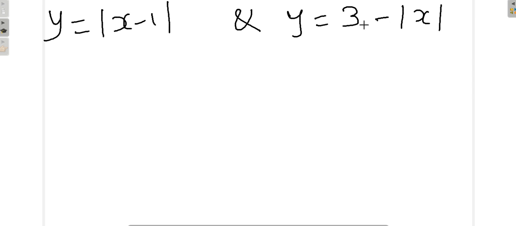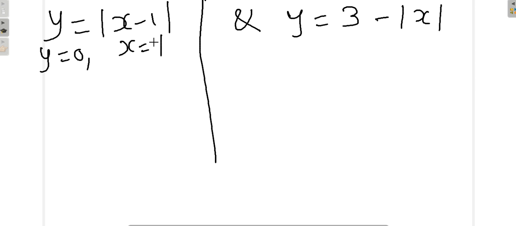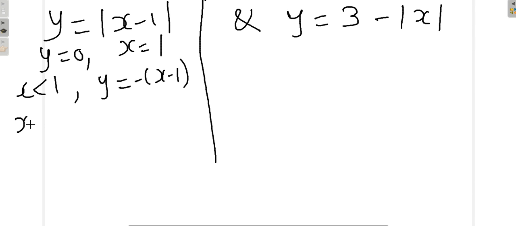So first of all, please note that we have to find out first when x minus 1 is 0. This particular thing is 0, y becomes 0 when x equal to 1. To the left of x equal to 1, say x equal to minus 2, the expression is negative. But we want the answer to be positive because it is a modulus function. So for x less than 1, the curve will be minus of x minus 1. And for x greater than or equal to 1, y will be x minus 1.